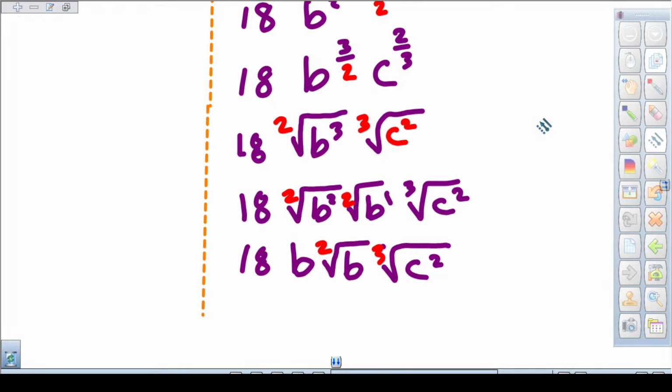So I've got 18b square root. By the way, this is optional. You don't have to put 2 because square root is common, but that's okay if you're going to put it. And then times the cubic root of c squared.